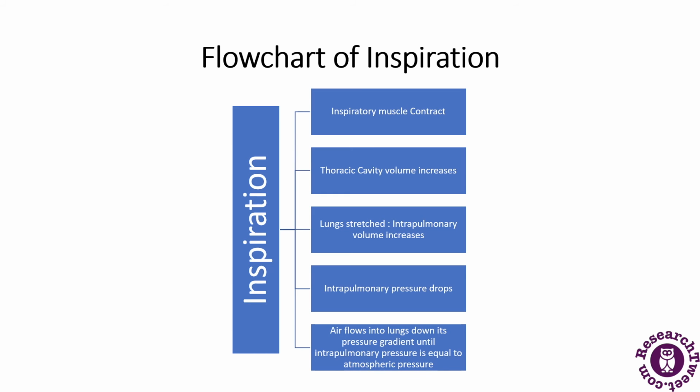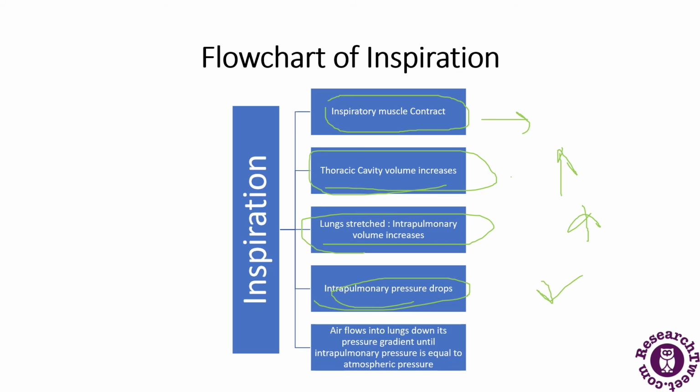Now we will discuss the flow chart of both the inspiration and the expiration mechanisms, which is just a brief of what is happening in both processes. First we will talk about inspiration. The muscles will contract. The thoracic volume will increase. The lungs will stretch and the intrapulmonary volume will increase, and the intrapulmonary pressure will decrease.